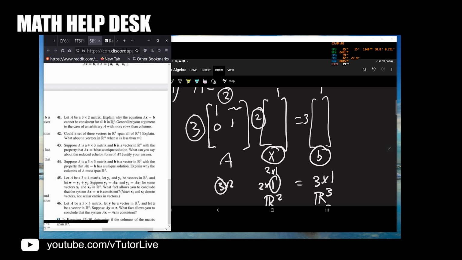Because you literally have two columns. How can you have... the last one is going to get zeroed out once you do reduced row echelon form. But basically, do you believe me that there's at most two pivot points, or at most rank two, right?